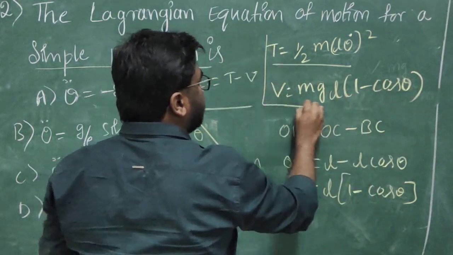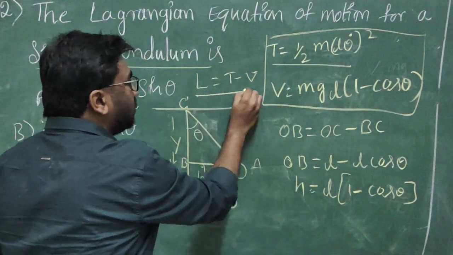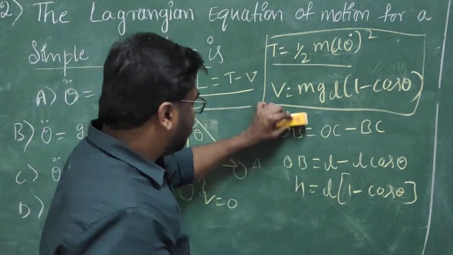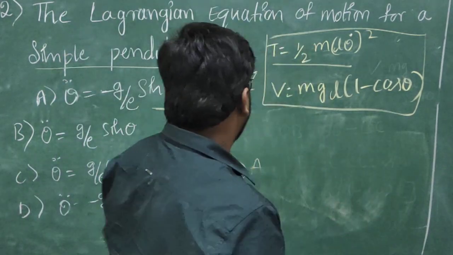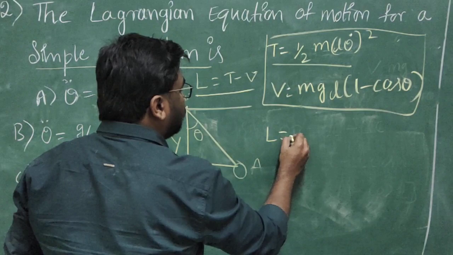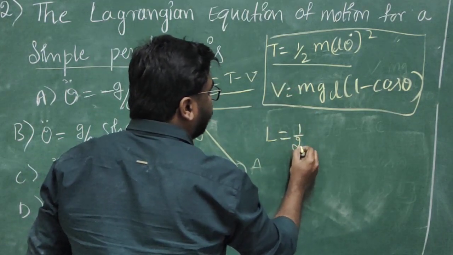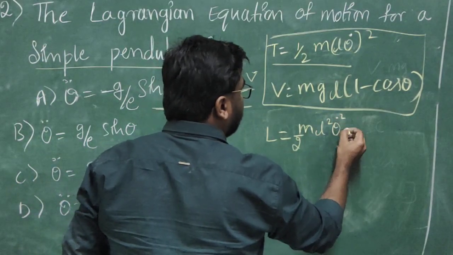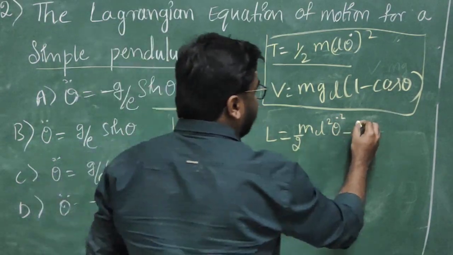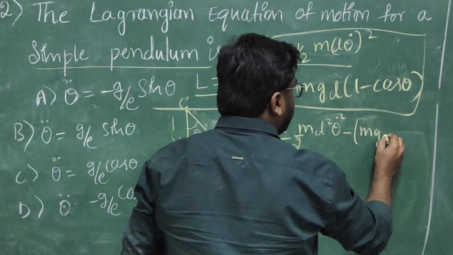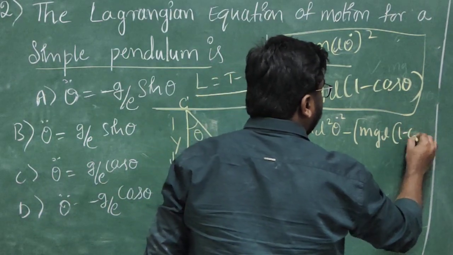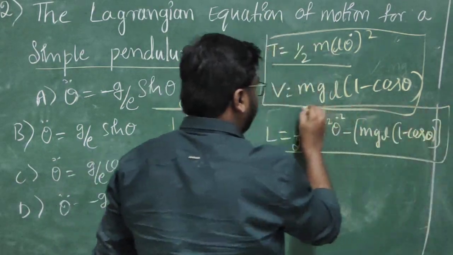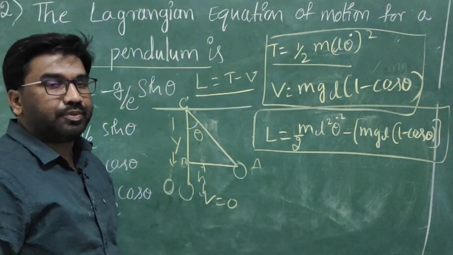So this is kinetic energy and this is potential energy. We know that the Lagrangian L is equal to T minus V. So we should substitute here. Then L is equal to the kinetic energy, half m L square theta dot square, minus mgL into 1 minus cos theta. So this is the Lagrangian for a simple pendulum.